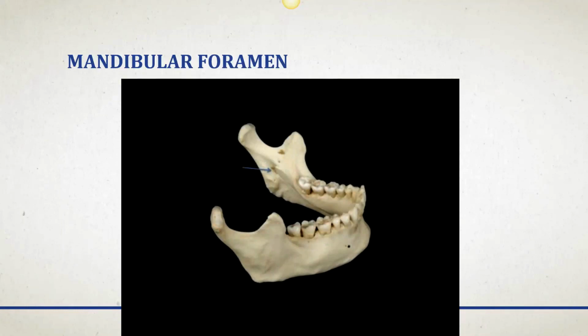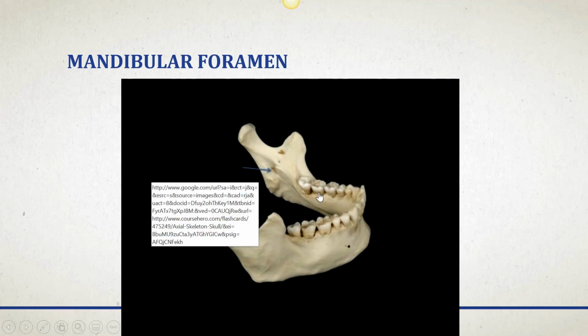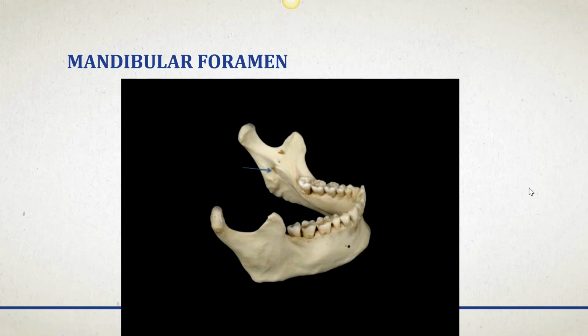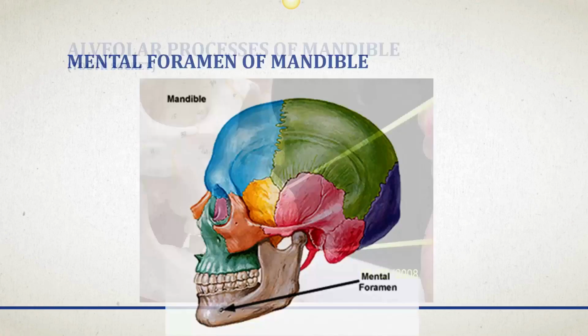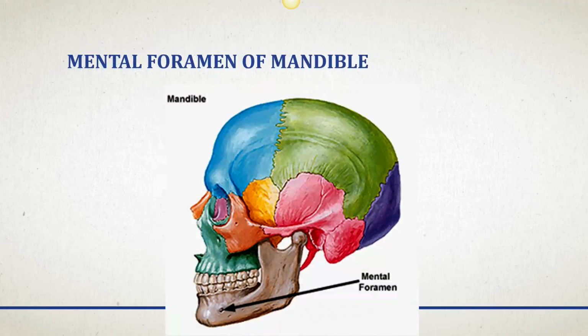The mandibular foramen, these are tiny holes on the inside of the mandible, and there's one here, and then there's one on the inside over here, and that allows for nerves to get to the bottom teeth. Alveolar processes of the mandible, that's where you have the ridges that come up here to support the teeth. Mental foramen, if you remember where the mental region in the body is, it's the chin. So the mental foramen are these tiny holes that you find in the chin.